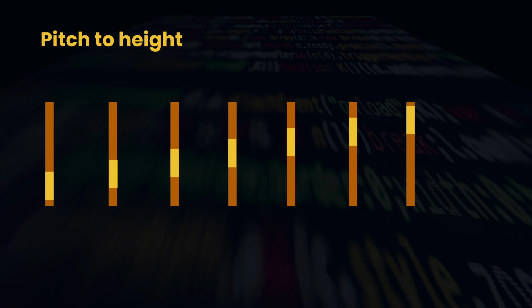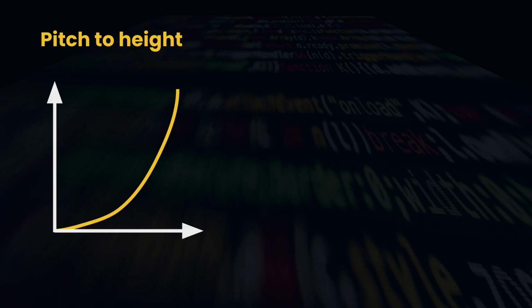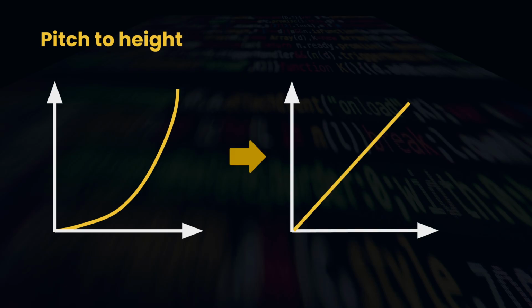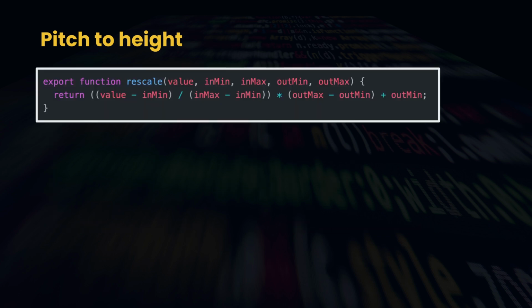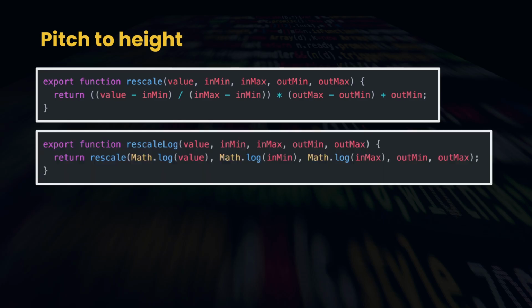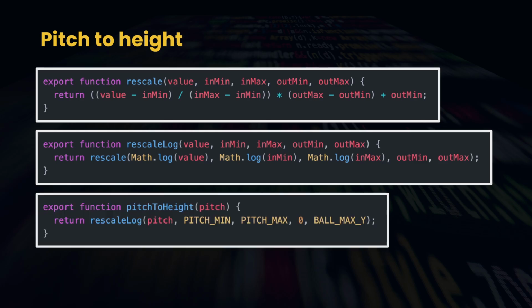But in order to achieve it with our frequencies, we have to somehow convert the exponentially growing frequencies to a linear input. What is the magic spell that does it? Of course, logarithm. Let's create a new rescale log function based on our previous rescale. All that's needed is to apply a logarithm to the input scale, so the input value, the input minimum, and the input maximum. And here's our corrected pitch to height function using it.